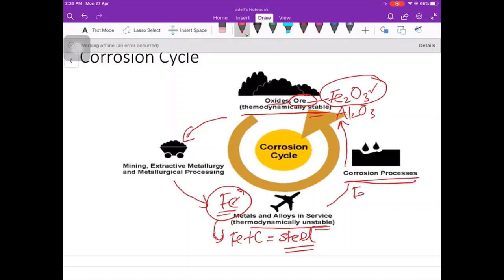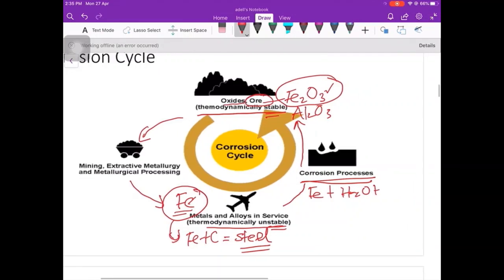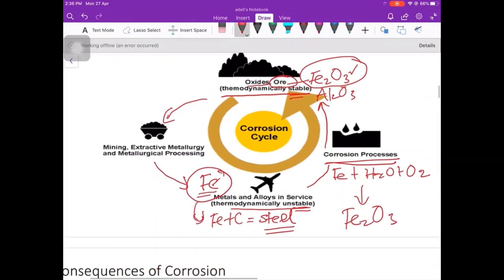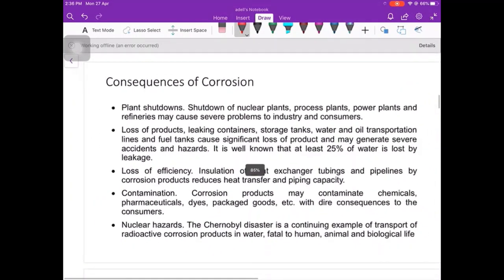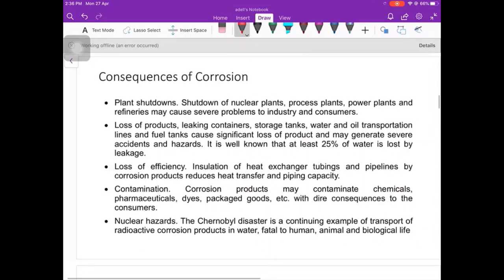So the corrosion process is the reaction of metals and the environment, okay. In the presence of water and oxygen, they will form oxide of the metal. So what are the consequences of corrosion? There are many consequences that can happen due to corrosion.